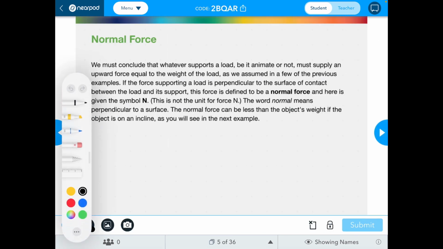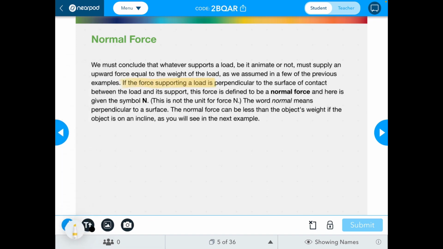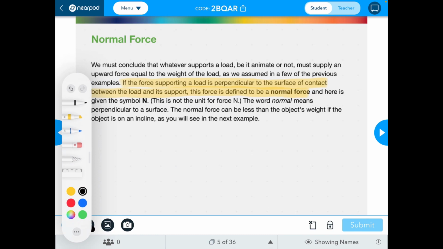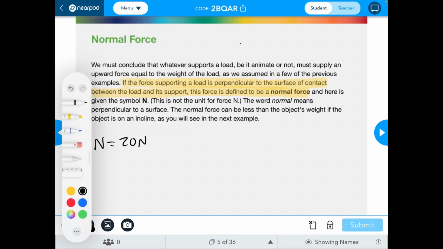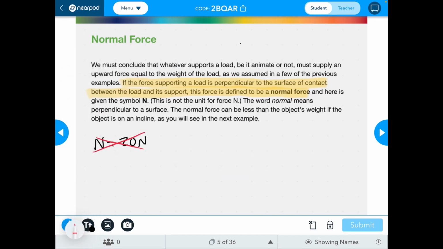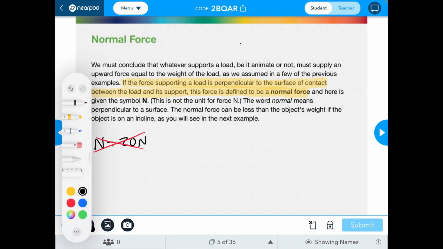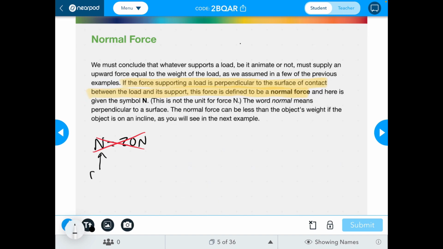Let me re-highlight what you need to write. So this sentence here. So again, we don't use the symbol N for normal force because if you have something that says, oh, the normal force is equal to 20 newtons, well, that could be confusing. So we don't do that, even though the text might do that.